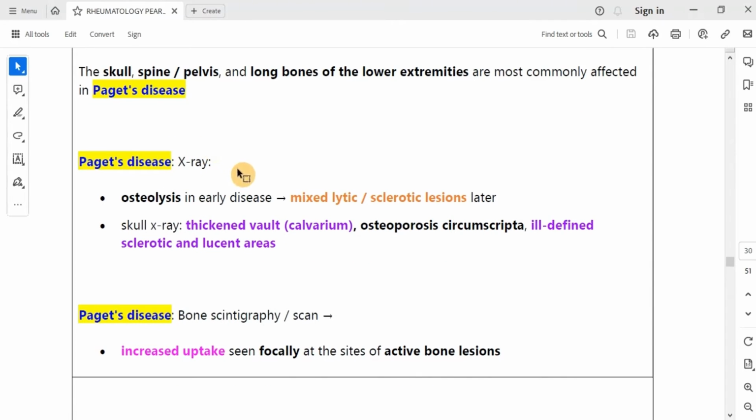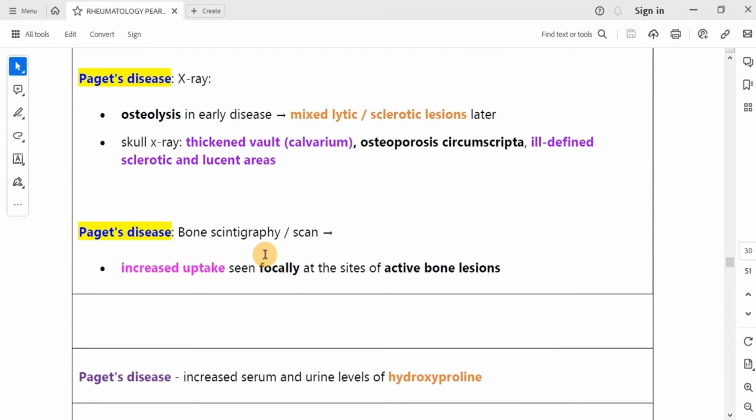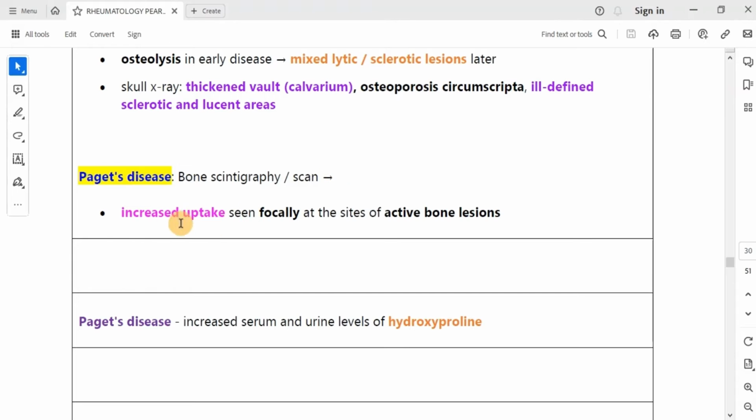And on X-ray, we can get osteolysis in early disease, and we'll get mixed lytic and sclerotic lesions later on. So at first, we'll get the features of osteolysis, and this mixed lytic and sclerotic lesion is highly suggestive of Paget disease. And skull X-ray may exhibit thickened vault or calvarium, osteoporosis circumscripta, ill-defined sclerotic and lucent areas. And on bone scintigraphy or scan, we'll get increased uptake seen focally at the site of active bone lesion. So they will look like a black spot.